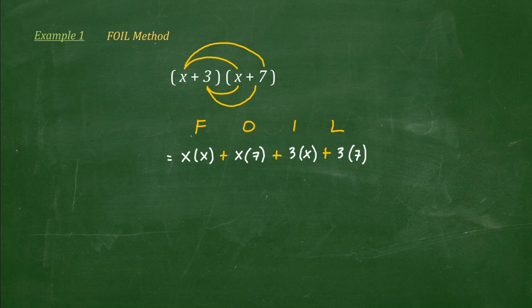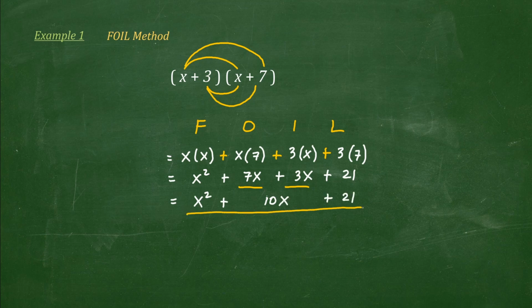Of course, if you're a faster multiplier, you can skip setting up in this line and immediately write the products. x squared plus 7x plus 3x plus 21. Now we need to combine like terms. Usually, when multiplying binomials, the products of the outer and inner terms can be combined. So, we simplify everything as x squared plus the sum of the outer and inner, 10x, plus 21. So that is the answer.